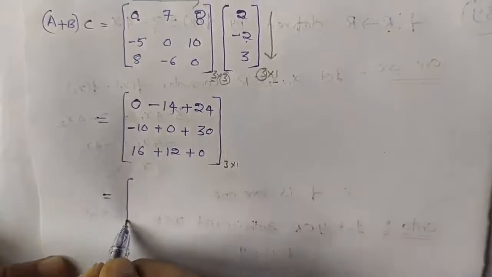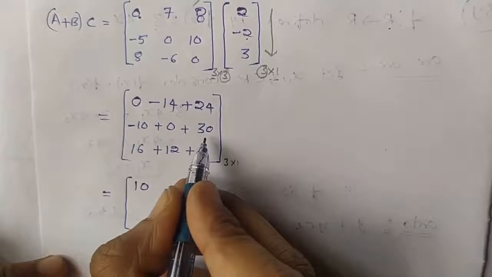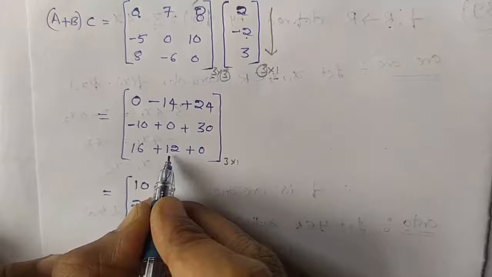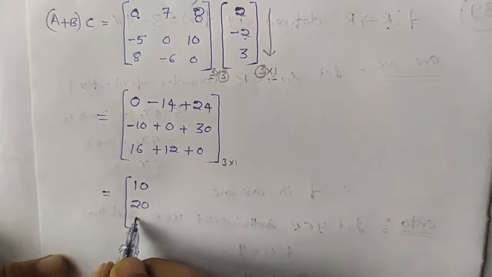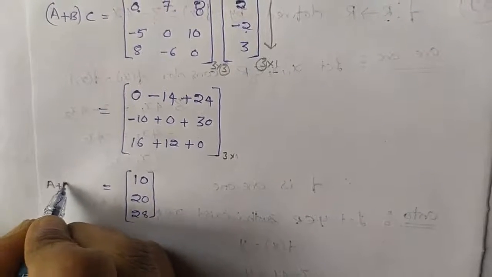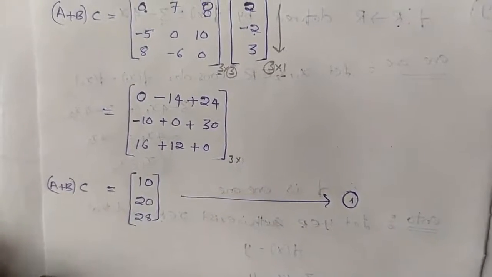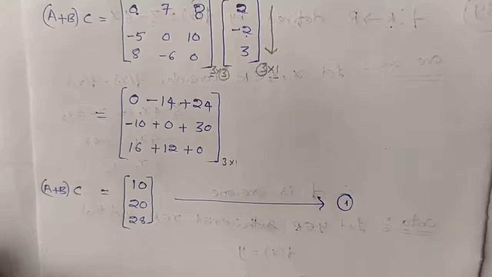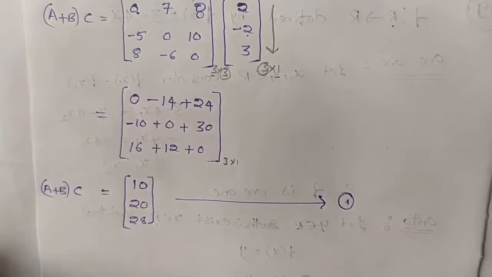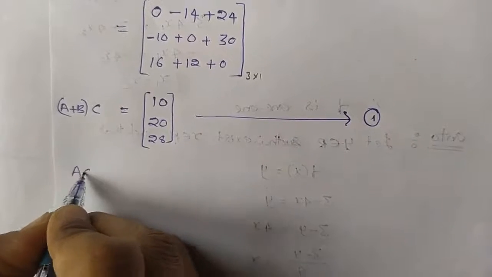That is equal to minus 14 plus 24, how much? 10. Minus 10 plus 30 is 20. 16 plus 12 is 28. It is what? (A plus B) into C. Call this equation number 1. LHS of the matrix we found. Next, see the RHS of this question. First we need to find AC, then BC. Let us find out AC.